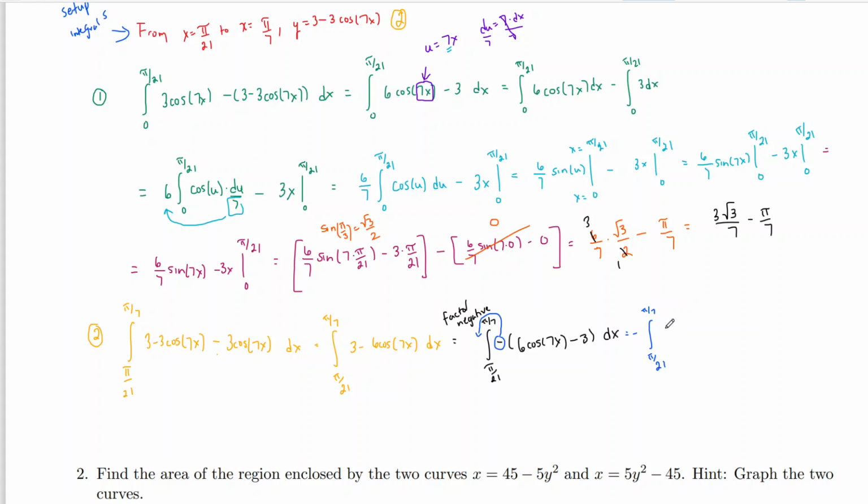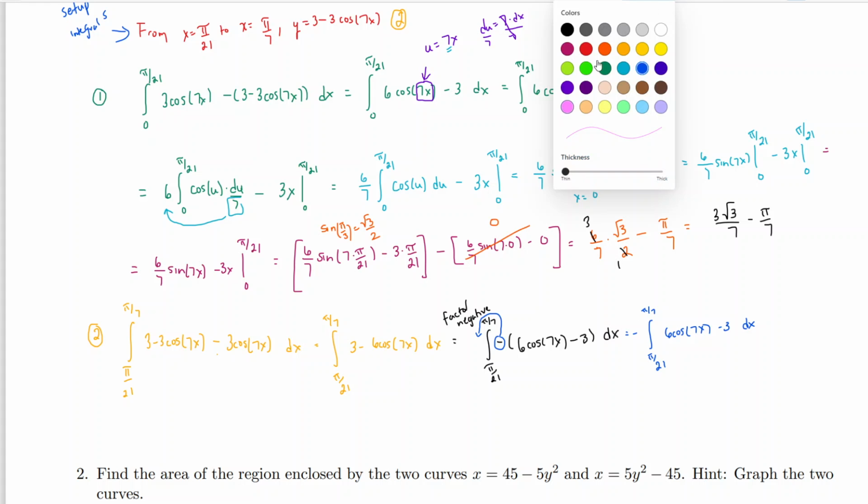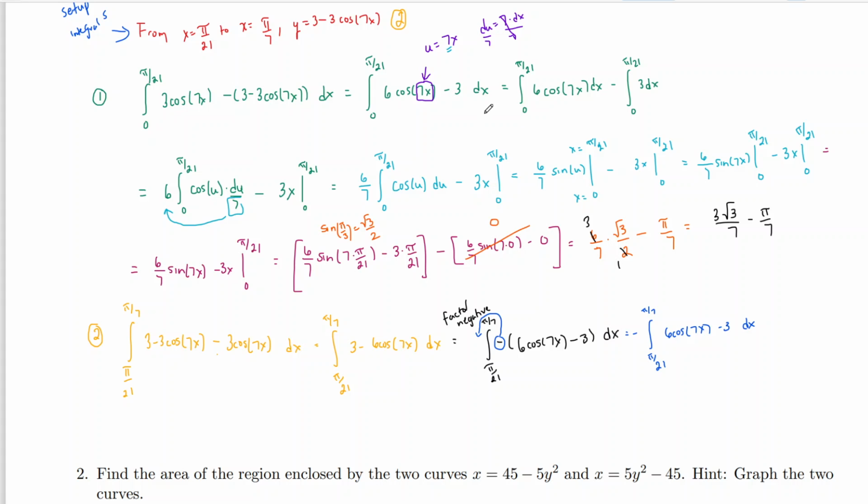And then on the inside, we have 6 cosine of 7x minus 3 dx. All right, and the point here is you could go through and do this entire thing. So you would say, okay, I need to use u equals 7x to compute du, split it up, do all these steps, do all the antiderivatives, and then combine them back here. Or you can make your life a lot easier.